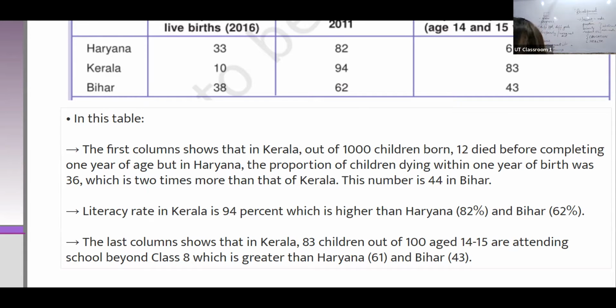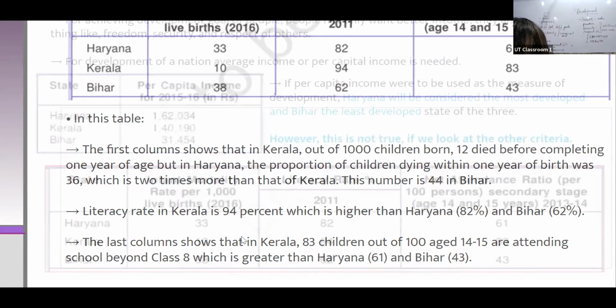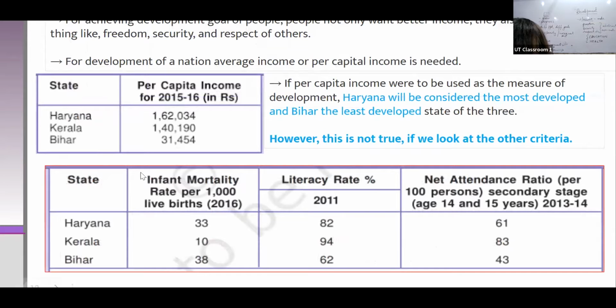So had income been the only criteria, then all the parameters of Haryana would have been on the higher side, on the better side, but it's not so. So that's why this shows that income cannot be the only criteria for judging the development of a country.